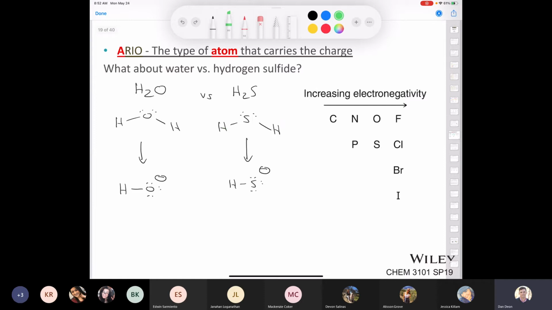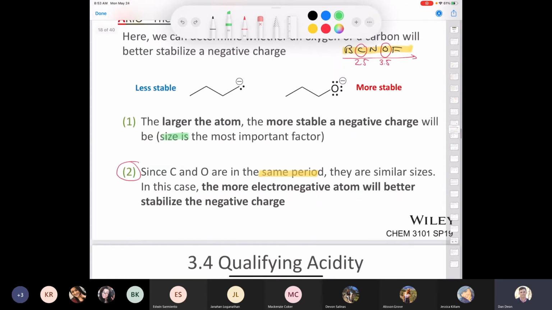Now, what I told you is that the way you compare their relative acidities is that you look at the conjugate bases. So which one of these conjugate bases is more stable? If you were to go off of electronegativity, you would think, well, oxygen is the second most electronegative element in the periodic table. Therefore, this one's going to be more stable. Therefore, water is a stronger acid. But in fact, it's not true, because remember, oxygen and sulfur are in the same group.